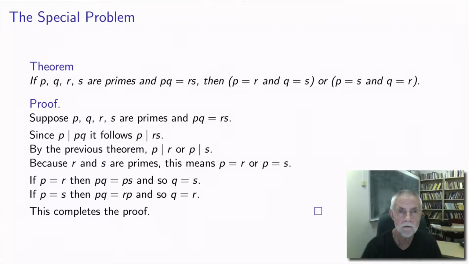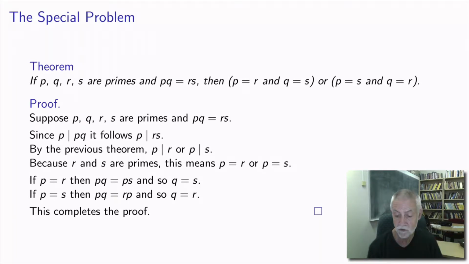So using the previous prime divisor theorem, we can easily prove the so-called special problem, which is just a special case of the theorem we want to prove. And the special problem says that if you have primes P, Q, R and S, such that the product of P, Q is the same as the product R, S, then P and Q must be the same as R and S in some order.